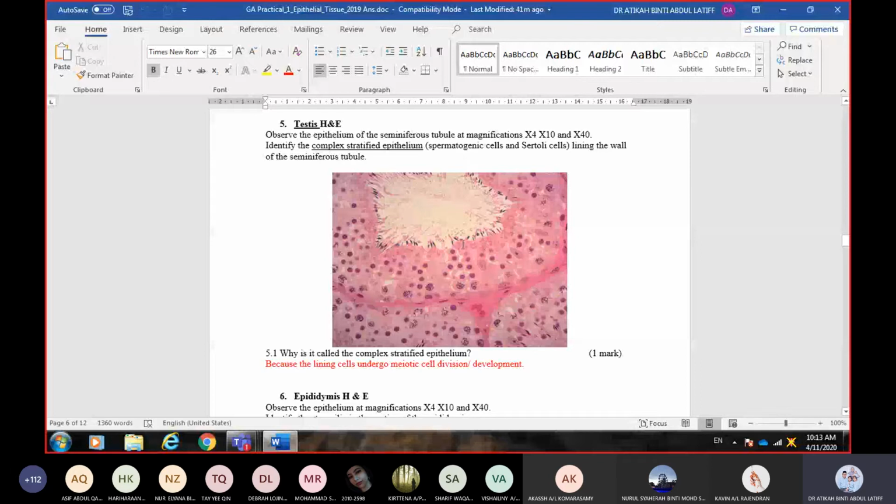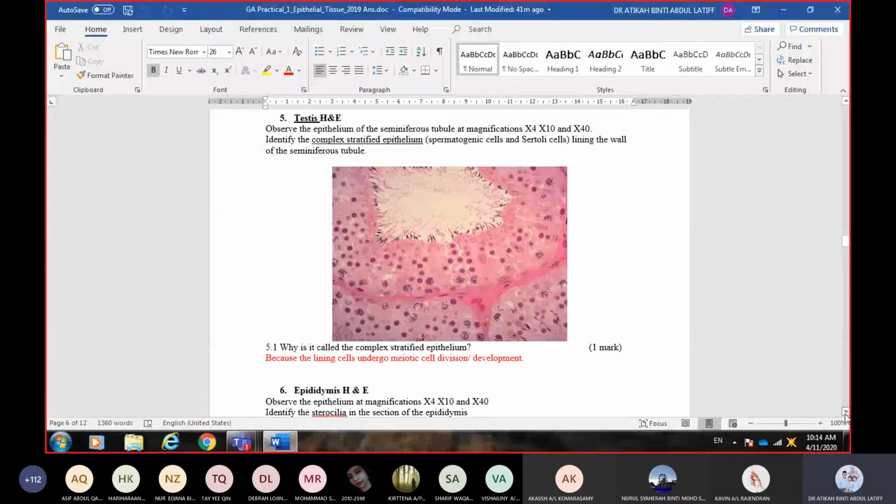Complex because each layer consists of cells at different stages of the meiosis cell division or meiotic cell division or development. So it's unique for cells in the reproductive system. Stratified epithelium, again stratified because it consists of many layers of cells in the epithelium. Complex because each layer consists of different cells of different meiotic cell division.